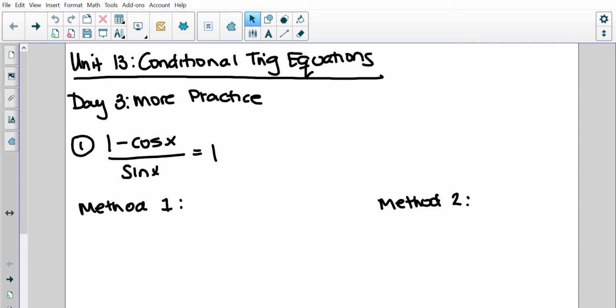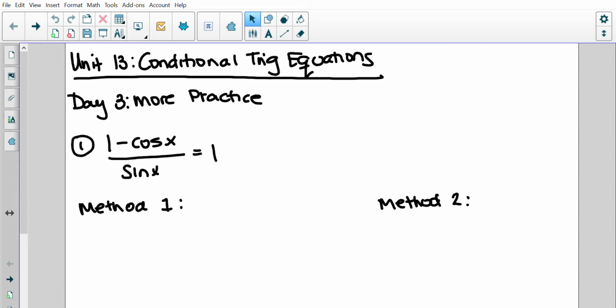Today's lesson, we are going to continue working with these conditional trig equations, but we're just basically going to be doing more practice. And so I'm just going to be doing a variety of different examples with you, and then just want you to continue with the part 3 homework assigned in the packet.